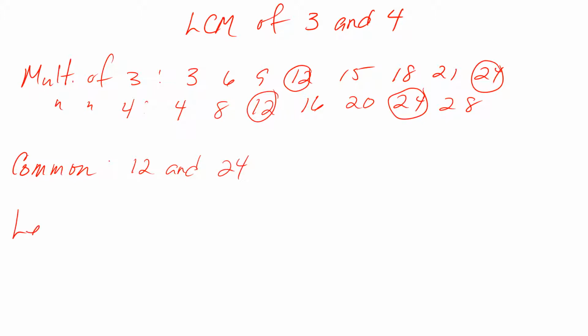And remember, the last part, the least, is the smallest of all the common multiples of these two, and it's clear that 12 is the smallest. So the LCM of 3 and 4 is 12. Hope this makes sense. We'll talk about this more in class, but at least it gives you an introduction to the idea of a least common multiple.